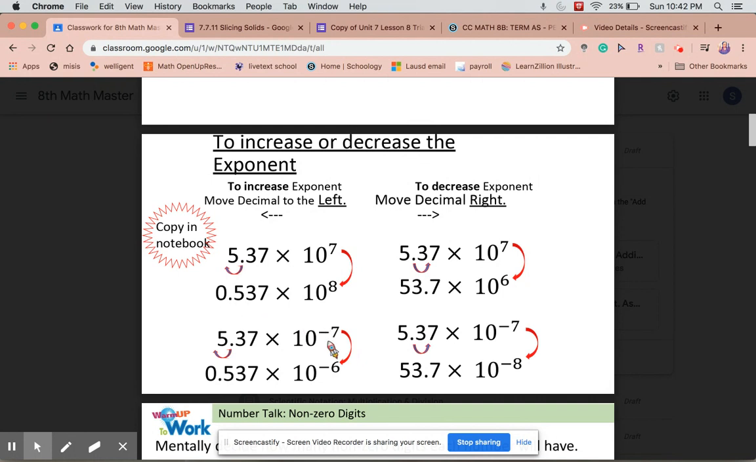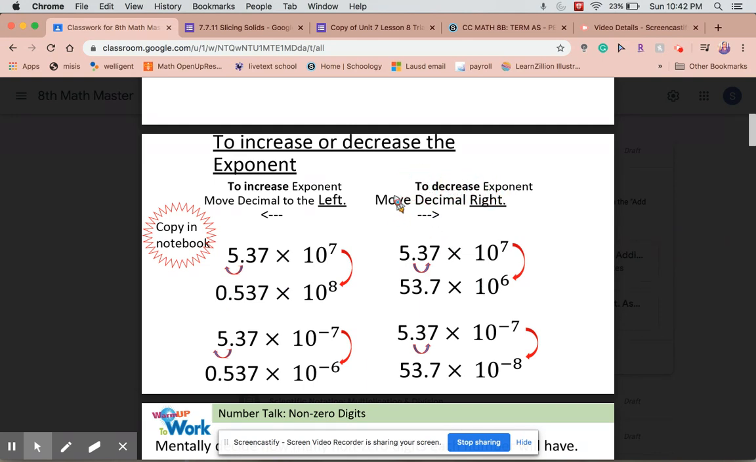Okay? Same thing with negative numbers. -7 to -6. Remember, negatives are opposite. The closer a negative number is to 0, the larger it is. So -6 is larger than -7, the opposite. So if I want to increase it, I have to also move it to the left. So I can't just change this without doing this.